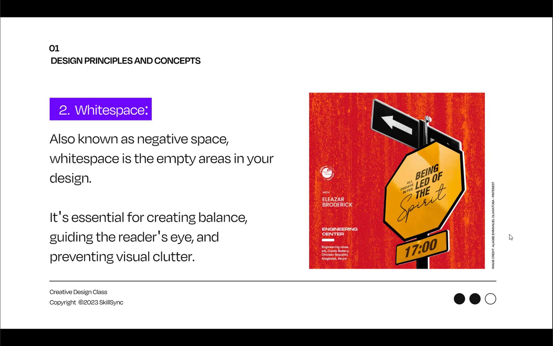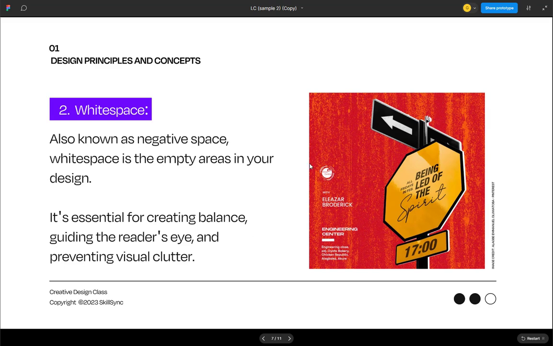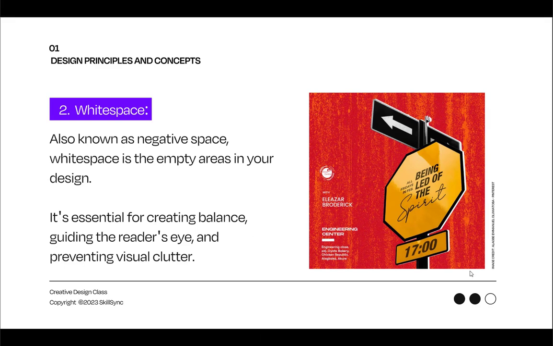Number two, white space, also known as negative space. White space is the empty areas in your design. As a designer, it is very essential and very crucial that you maintain enough white space in your design. Make sure that there is a lot of white space in your design. So looking at the mouse, this part where there is nothing here to read, this part is called white space. This part here is called white space. It's essential for creating balance, guiding the reader's eye, and preventing visual clutter.